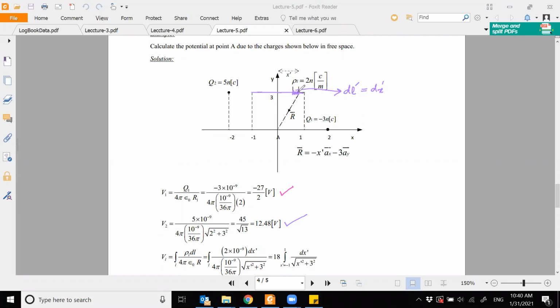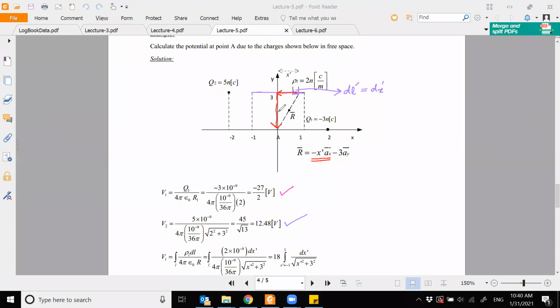Now what will be my r? So I need to go from here to here, right? Again, it is similar to what we did in our Coulomb's law. I want to go from here to here. So can I first go from here to this side? And what will be this vector? Minus x dash ax, right? Because I'm going in the opposite direction, and this distance is x dash. So it is minus x dash ax, and then I will go down.